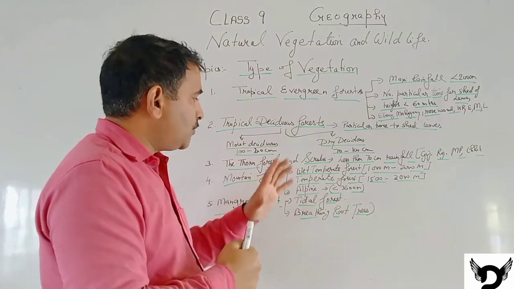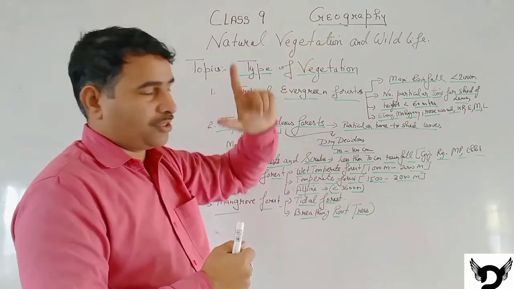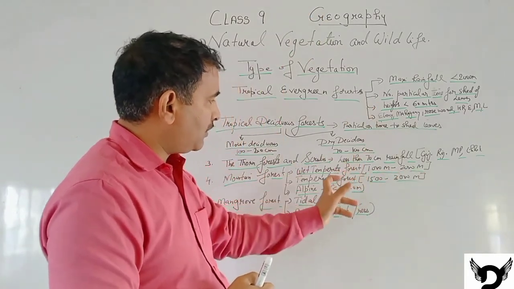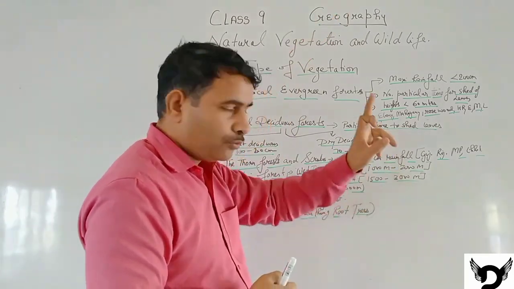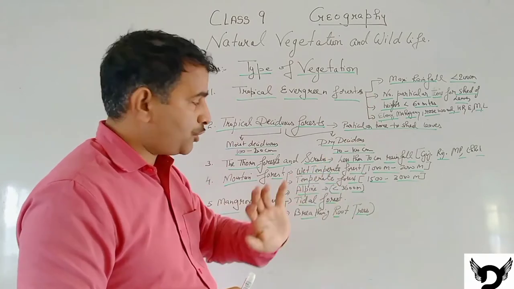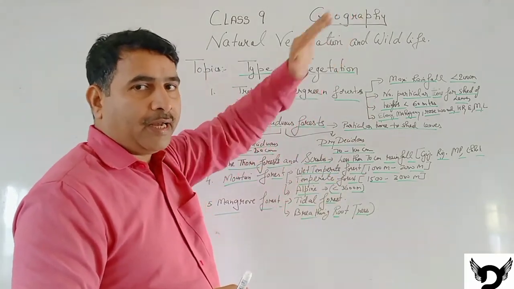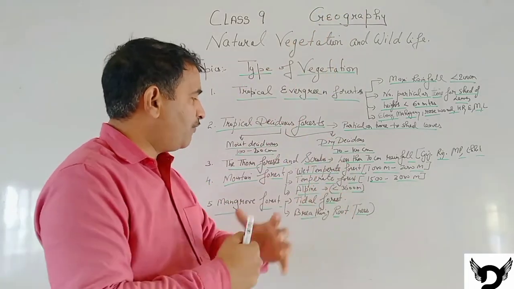Next is mountain forest. Mountain forest is categorized into three types according to the height of the places. So 1000 to 2000 meter is wet temperate forest, the places 1500 to 3000 meter is temperate forest, and more than 3600 meters, the height area, they are known as alpine forest.